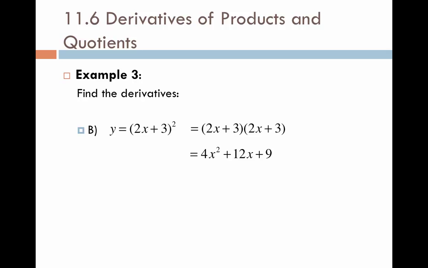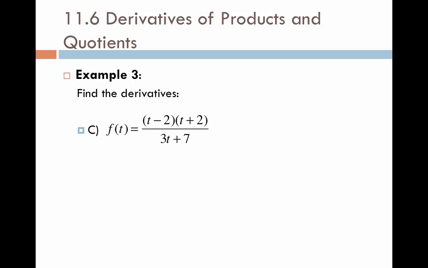And now that I have terms, I can just find the derivative using the power rule. So I don't have to use the product rule even though it was a product initially. So the derivative of this, y prime equals 8x plus 12. And then I'm done.